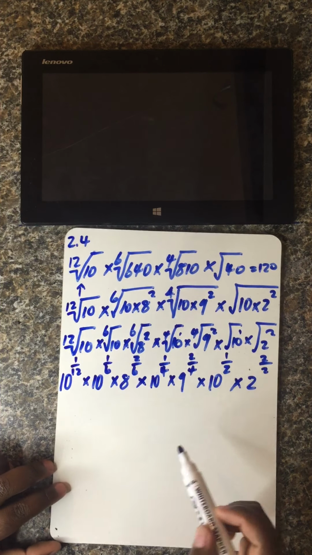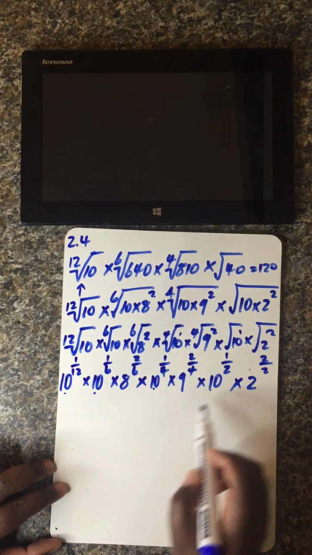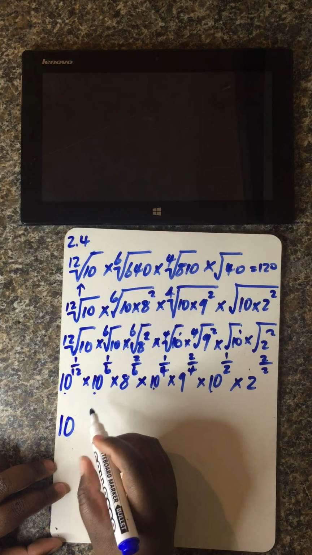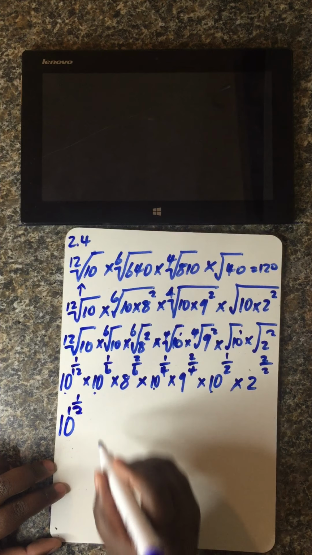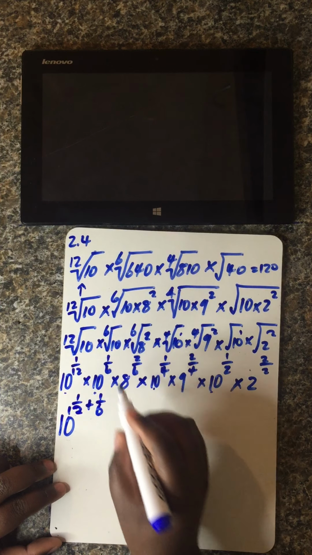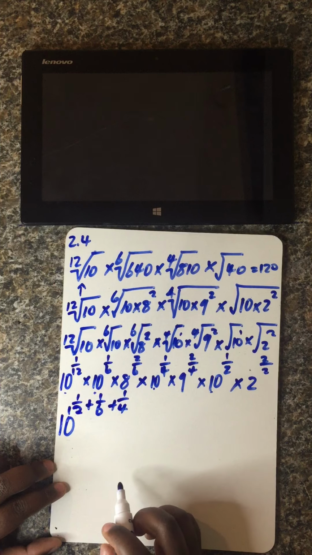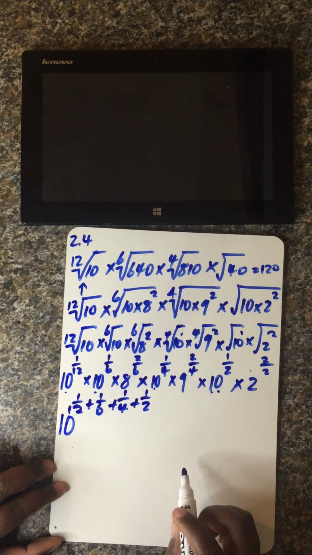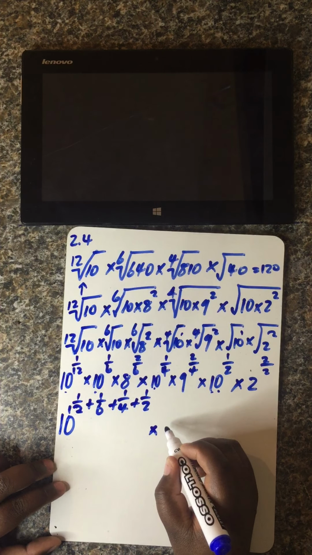So can you see? We've got the bases 10, 10, 10, 10. How about we say 10 to the exponent 1 over 12, plus 1 over 6, which is that one. We're just adding the exponents. There we've got 1 over 4. There we've got 1 over 2, ladies and gentlemen. Then you can multiply by this other stuff.